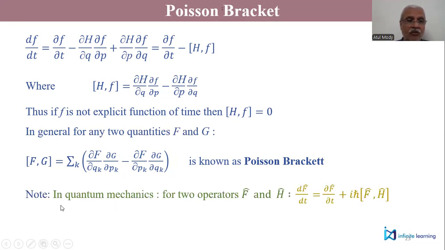And in quantum mechanics, we have an equivalent equation: df by dt is ∂f by ∂t, f is of course an operator, plus i over h bar times the commutator of f and H. This is the commutator bracket in quantum mechanics, whereas what we have is the Poisson bracket. You know what the commutator bracket is, but it has its origin in the Poisson bracket, for your information.